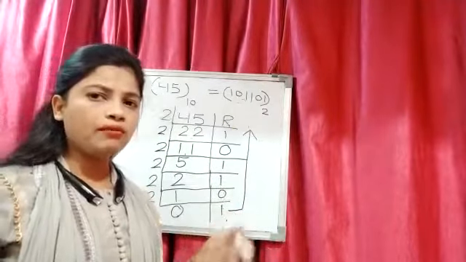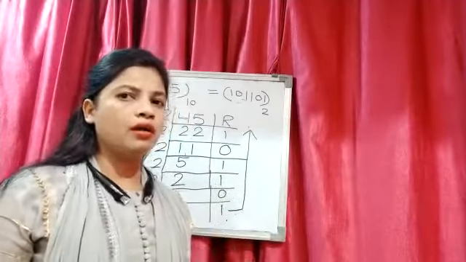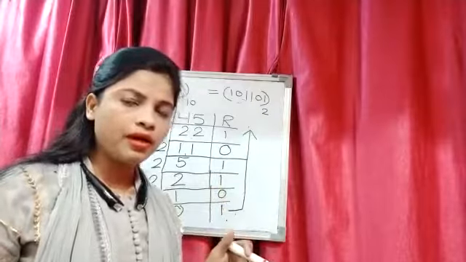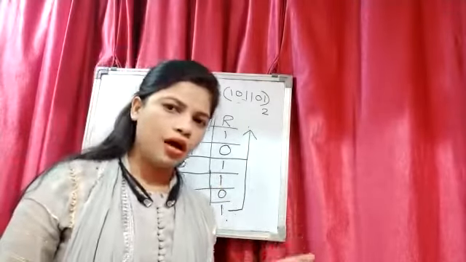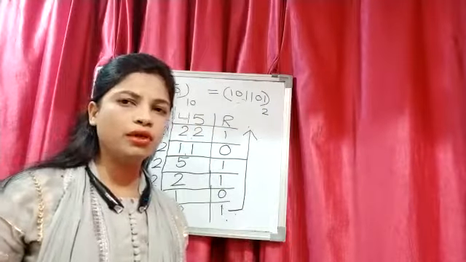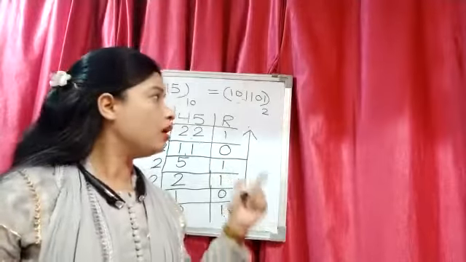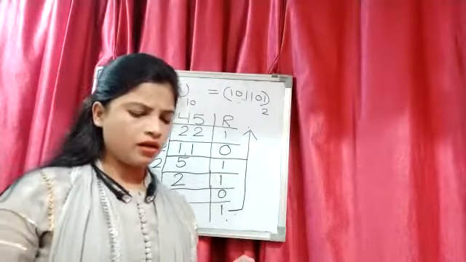So keep on dividing the number with the base 2. We will get the remainder, and the remainder will be the answer. Okay. So this is the simple way to convert the decimal into binary number system.